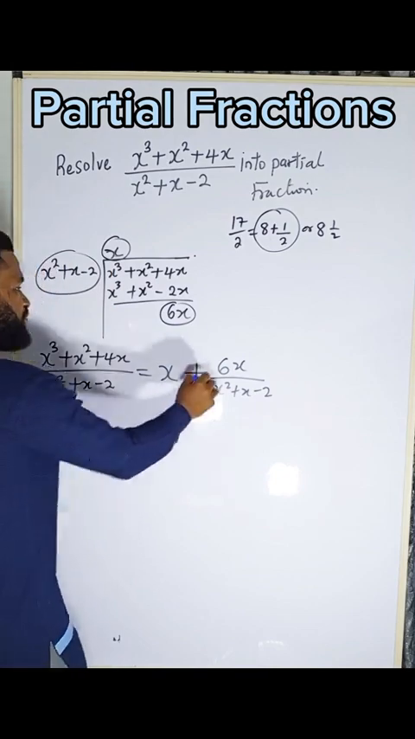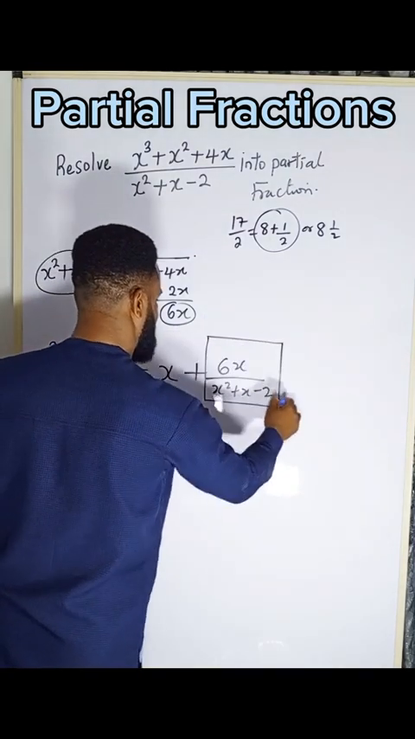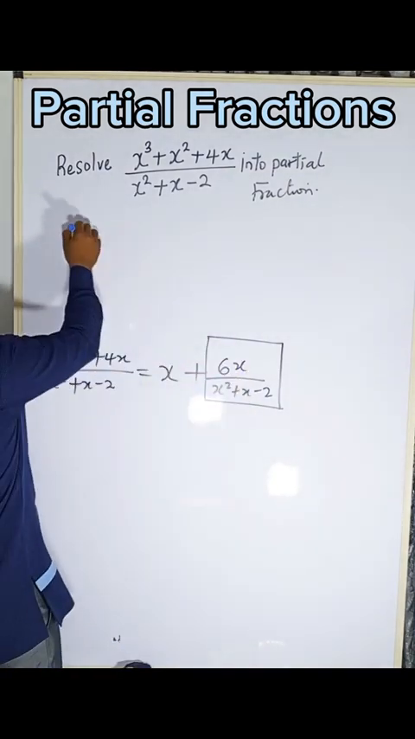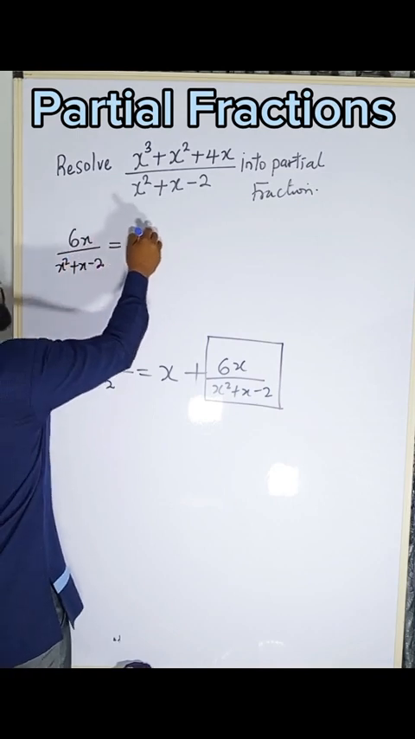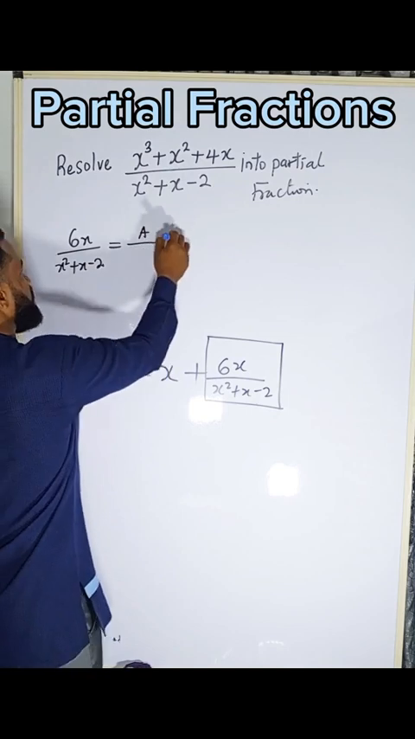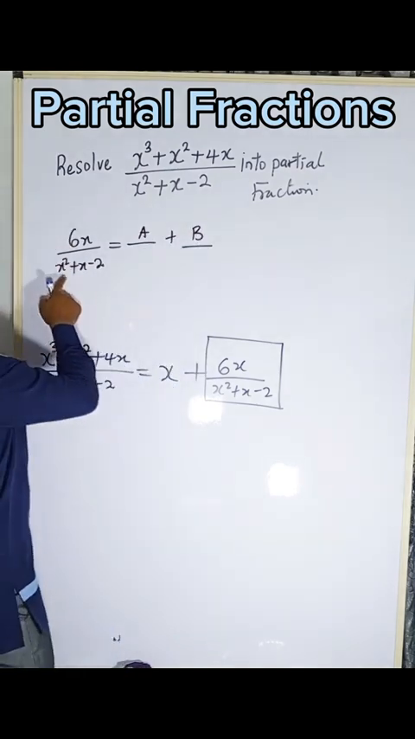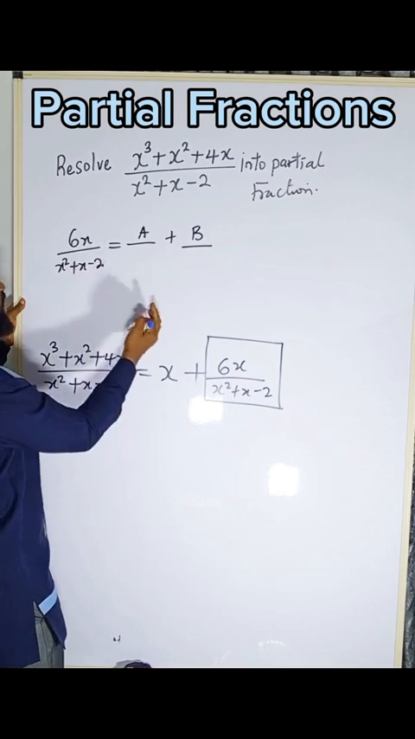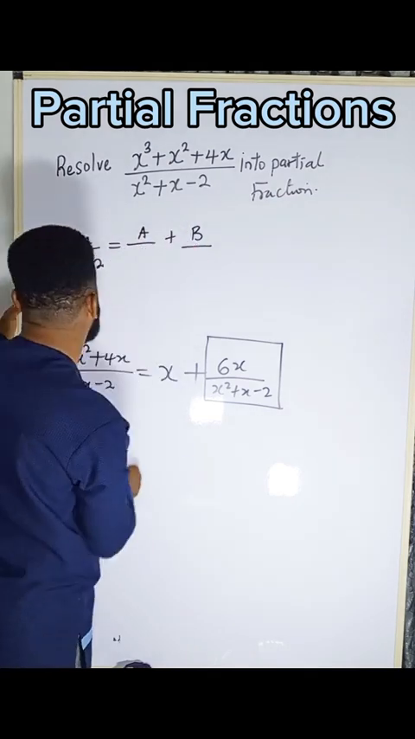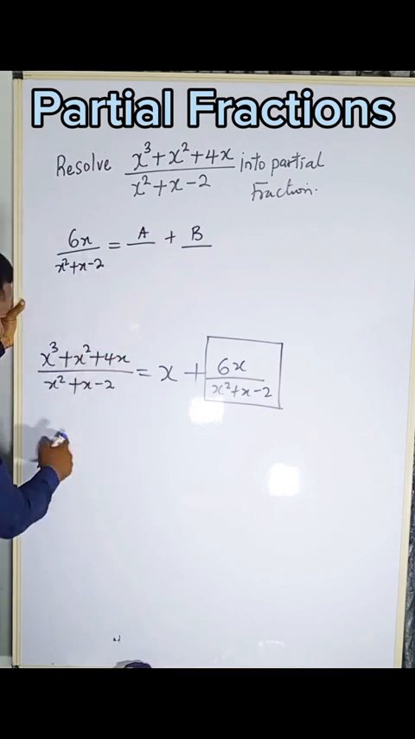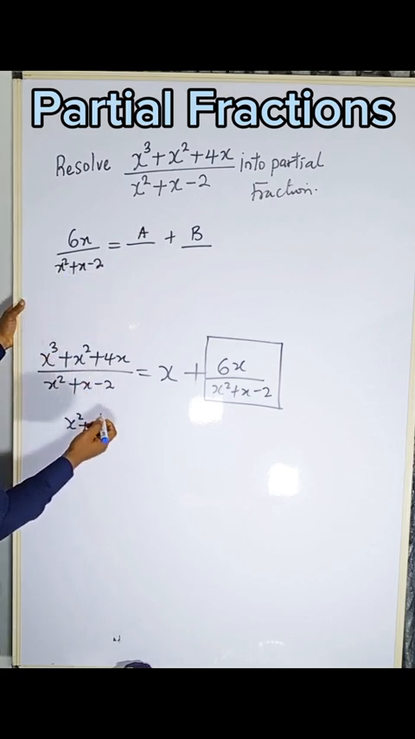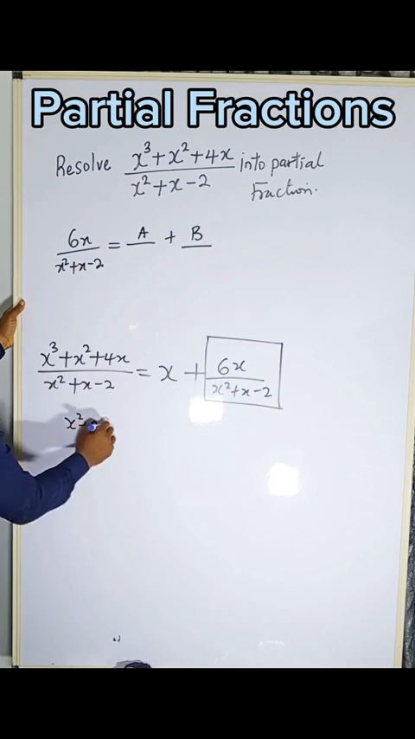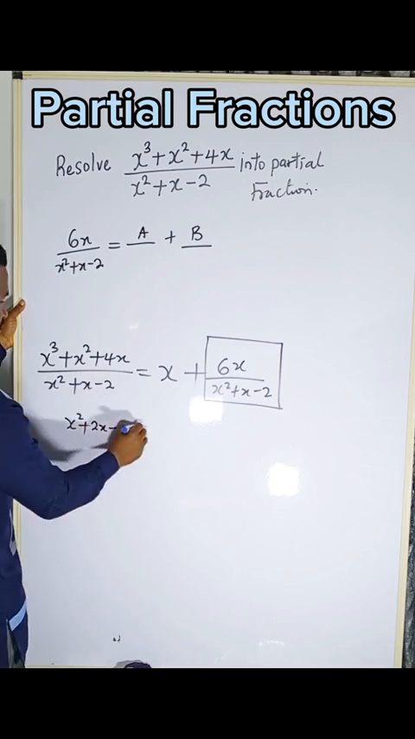So what am I going to do? I'm going to resolve this into partial fraction. So I'll have 6x all over x squared plus x minus 2 is equal to A over something plus B over something. What are those things? I have to factorize this to get the 2 factors so that I'll put one here and put the other here. In order to factorize this, let's just do it here. We have x squared plus 2x minus x, then minus 2.